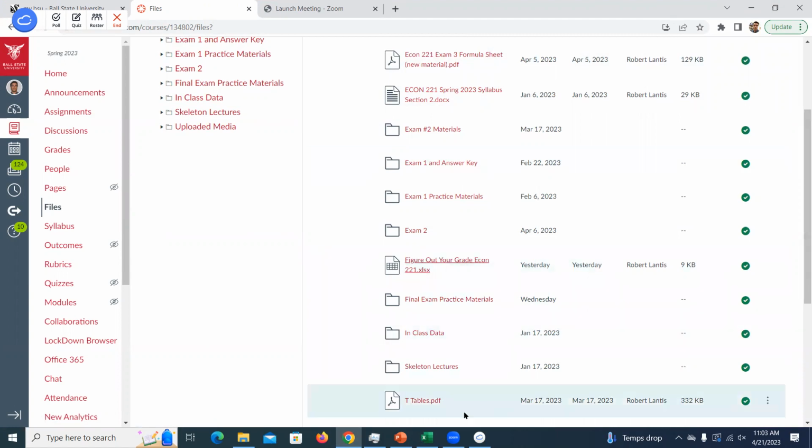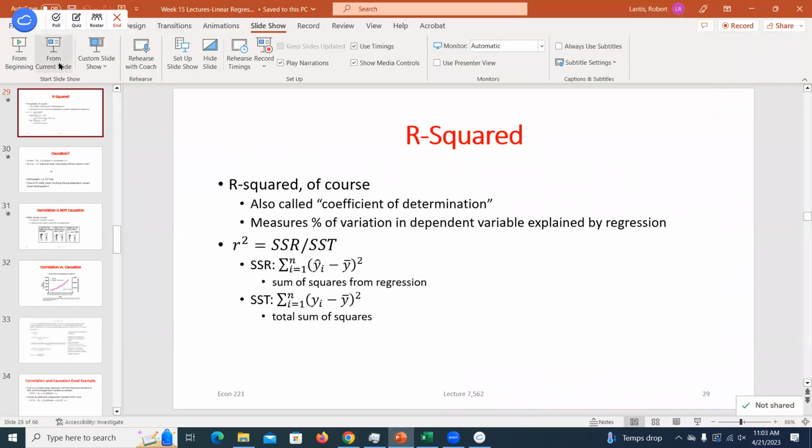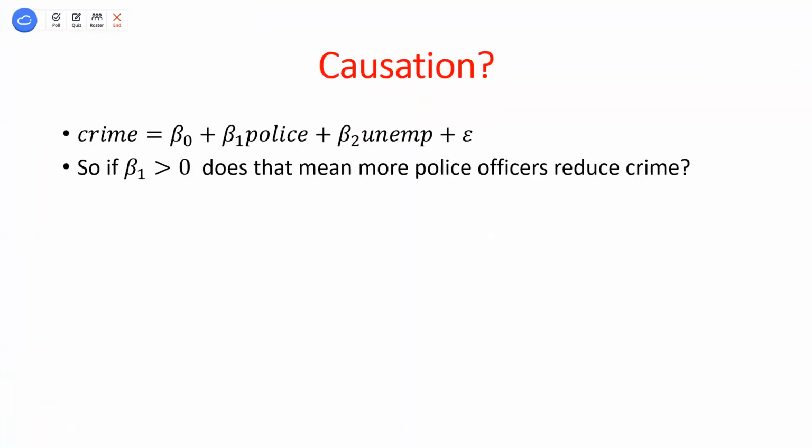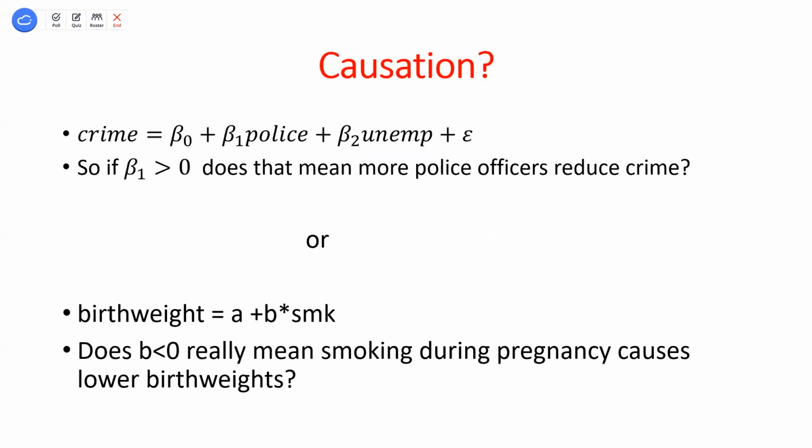Okay, so we left off last class. We were talking about the R squared. I'll revisit this here in a second. But what I want to start out with is we started to look at some examples where I have this difference between causation and correlation.